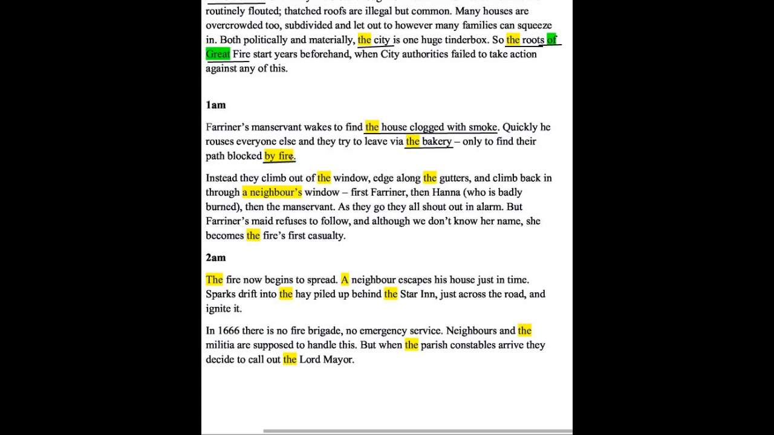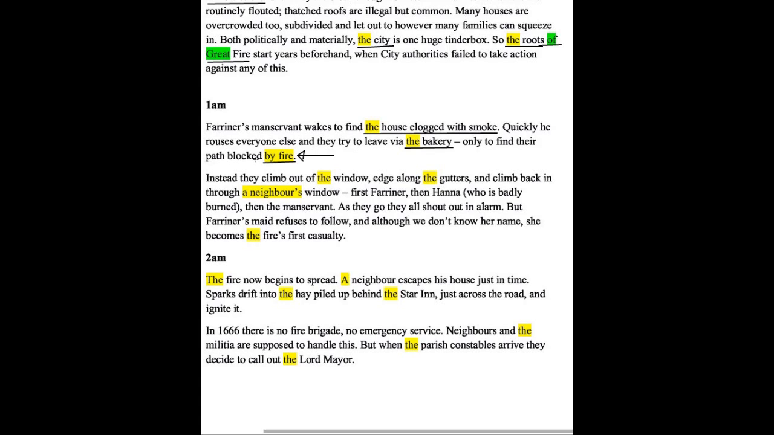Now, I highlighted this because this is a good opportunity to talk about no article. We could say by the fire here. That is possible. It is okay to say by the fire, and then you mean by the fire in the bakery that evening or morning, evening I think, or late at night. But we can also say by fire for the same kind of reason that we say by plane, by train, by car. It's just a set expression.